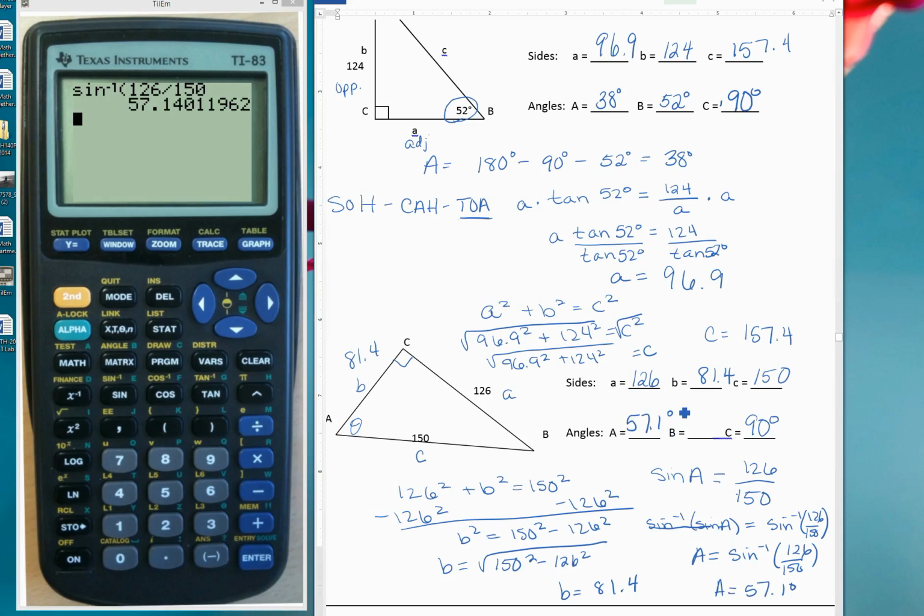Now to find B, we can use the fact that the angles add up to 180, so we can take 180 minus our 57.1 minus 90, and angle B is 32.9 degrees. Okay, so we've solved that triangle.